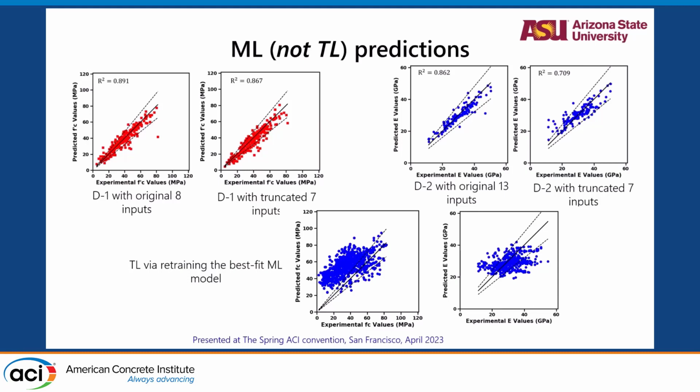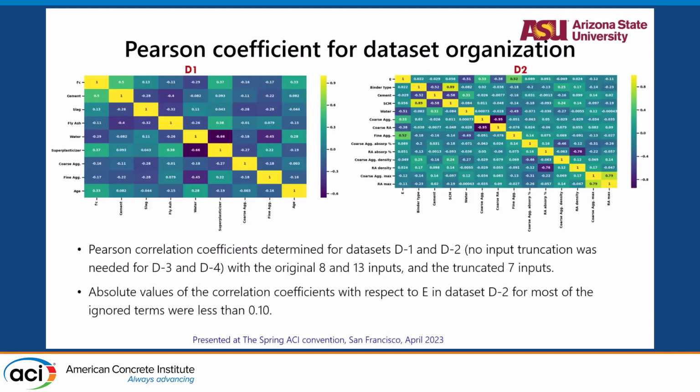Again, I'm not trying to create new data. I'm not trying to create new experiments. I'm trying to tweak what I have using a transfer learning framework. So what have I done? Again, dataset organization is very critical in all of those. So here are Pearson coefficients to show for dataset 1, D1 and D2. 8 parameters here, 13 parameters here. Look at which one and the combination has the least relationship so that you can reduce your input so that you can control your size.